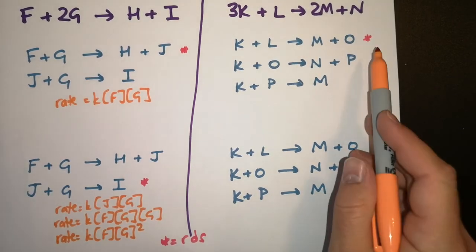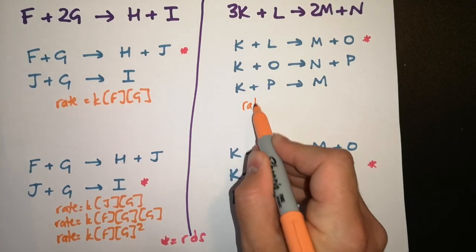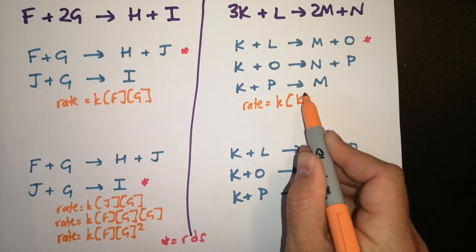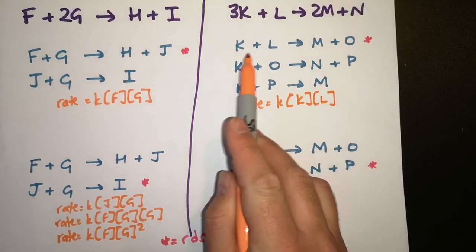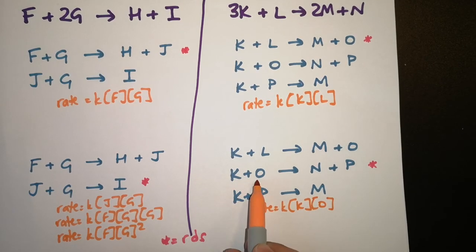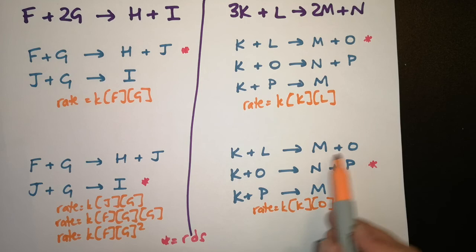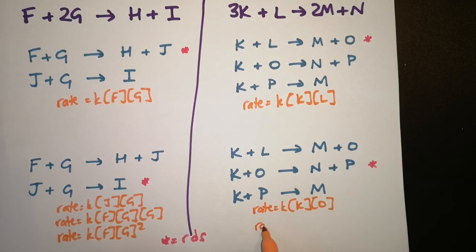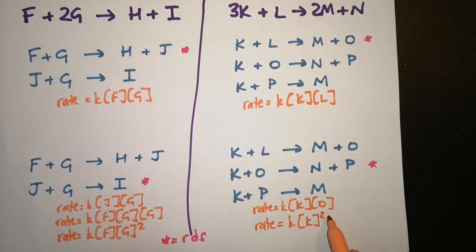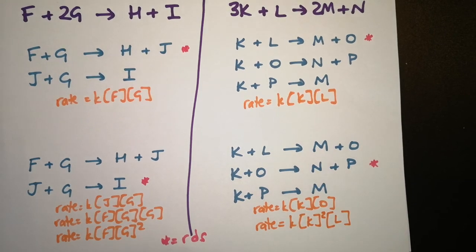On the right hand side, first step. When it's the first step, it's relatively simple. So rate equals k[K][L], because it's one of each. In the second one, we want it to look like rate equals k[K][O], because it's a K and an O, but the O is the intermediate. What makes the O is a K and an L. So we swap the O for a K and an L. So then the overall answer becomes rate equals k[K]²[L].